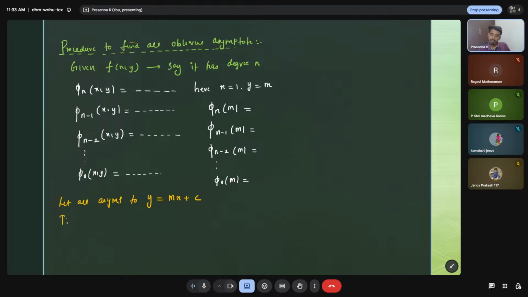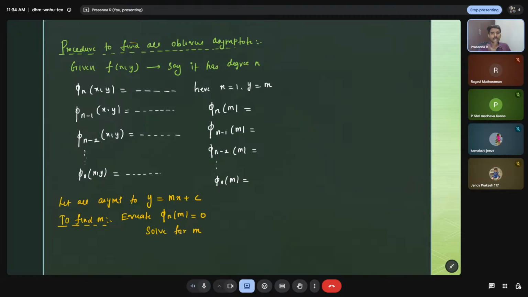Now to find m, equate Pn of m to be equal to 0. So we have the highest degree term here, and we have to equate that to 0. It will be an equation in m. Solve for m to get the roots. Equate Pn of m and solve for m.